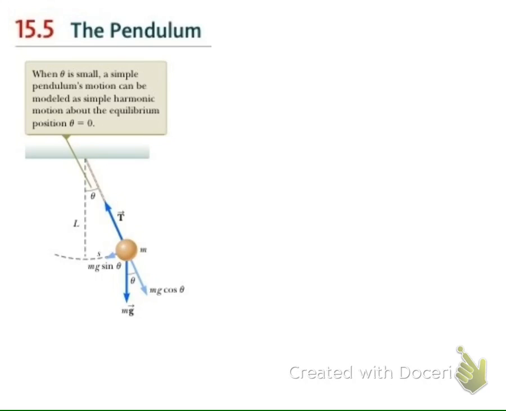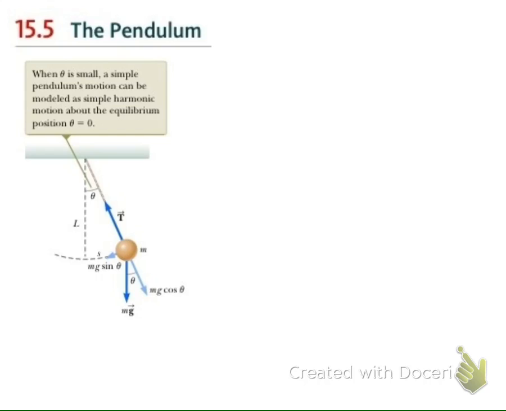So far we have talked about the oscillation of the mass-spring system. It is not the only system that exhibits oscillation. Now we will talk about another system that exhibits oscillatory motion. It is a pendulum.